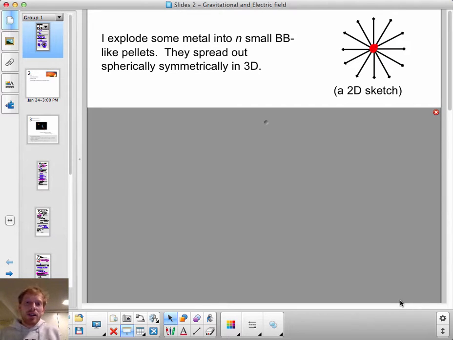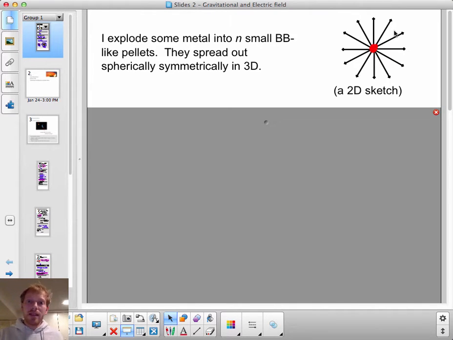Hi, I would like to talk to you about gravitational and electric fields today. So I'd like to start with an example, which may seem like it doesn't have to do with either gravity or electricity, but let's say that I explode a little small bit of metal into many very tiny pellets of metal that spread out spherically symmetrically from the center. I'm imagining that this happens in 3 dimensions.